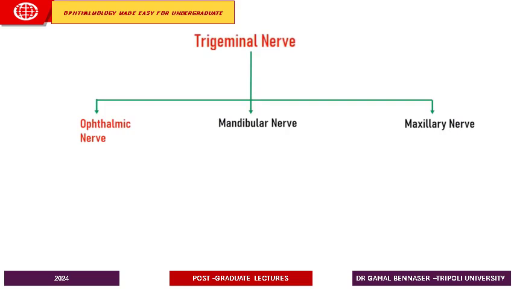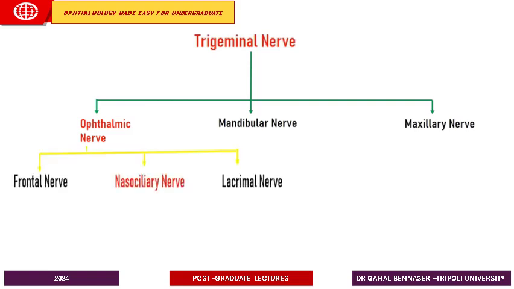The nerve supply of the cornea mainly comes from the ophthalmic division of the trigeminal nerve, which in turn will be further divided into three branches: the frontal, nasociliary, and lacrimal nerve. Now the nasociliary nerve is the main supply of the cornea, and through the short and long posterior ciliary nerves that pierce the sclera around the optic disc, it will supply the cornea.